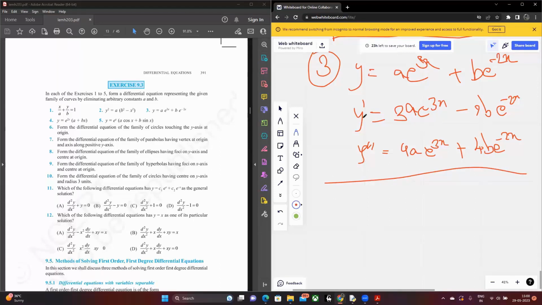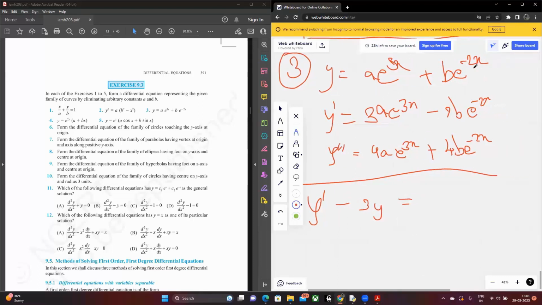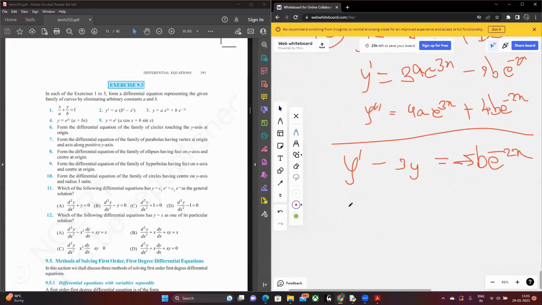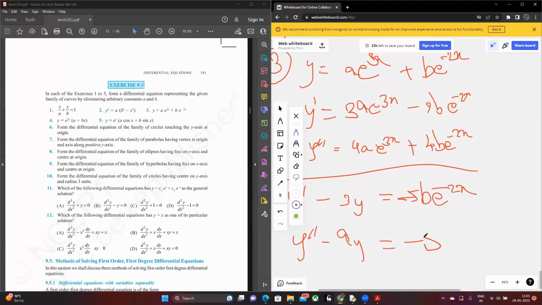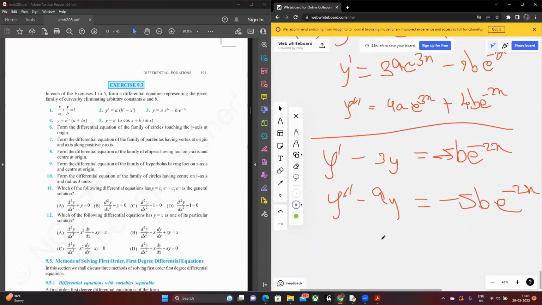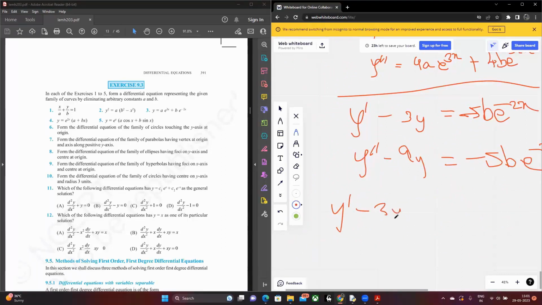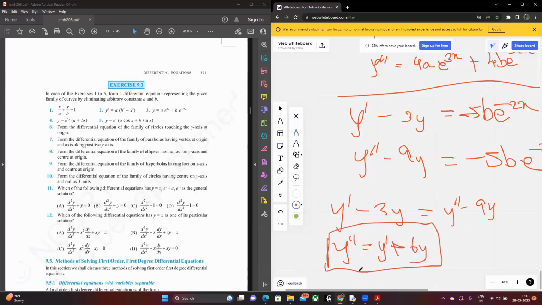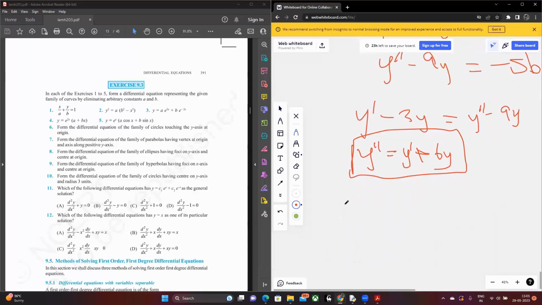First, you eliminate a. You'll notice that y dash minus 3 times y gives you 3a minus 3a into e power 3x, which becomes 0, and minus 2b minus 3b, that is minus 5b e power minus 2x. And y double dash minus 9y gives you 4 minus 9, again minus 5b e power minus 2x. So y dash minus 3y equals y double dash minus 9y, or y double dash equals y dash plus 6y. That is the required differential equation, question number 3.